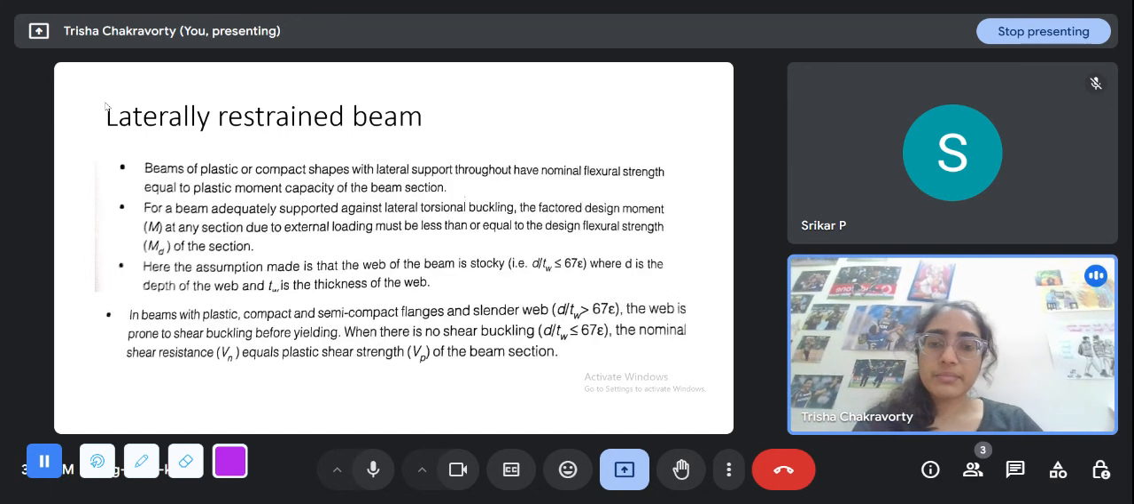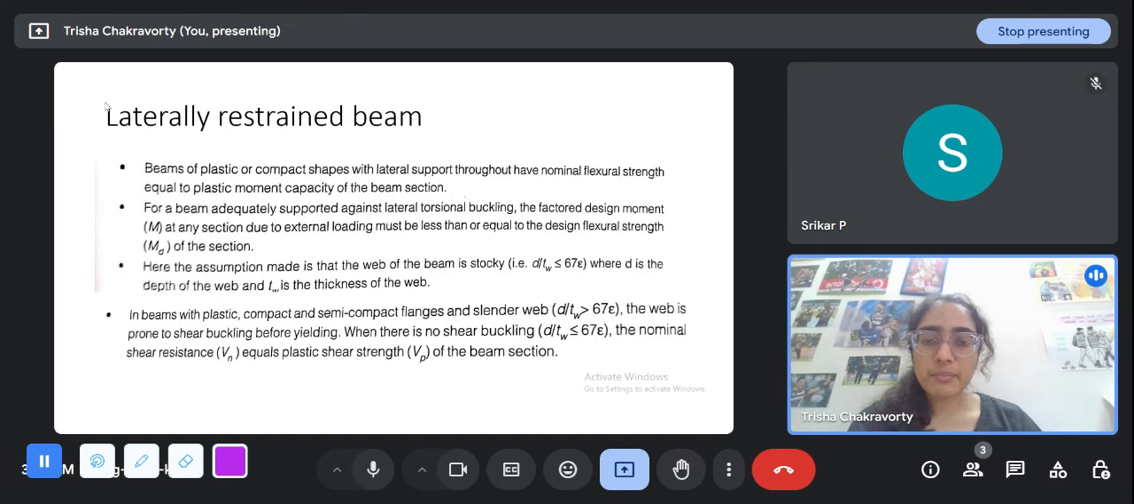For laterally restrained beams, beams of plastic or compact shapes with lateral support throughout have nominal flexural strength equal to the plastic moment capacity of the beam section. For a beam adequately supported against lateral torsional buckling, the factored design moment M at any section due to external loading must be less than or equal to the design flexural strength Md of the section.